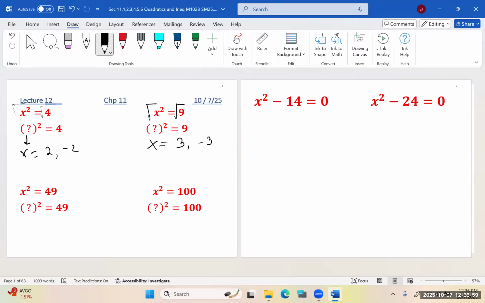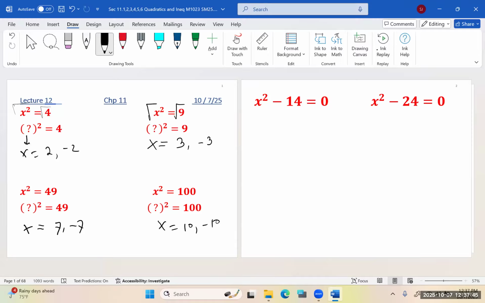How about 49? What number when you square turns into 49? See, sometimes our brain works faster than our heart. I was thinking about asking you 49, but my brain gave you the answer, 7. So we have 7, but 7 is not the only answer. We also have -7. And how about 100? What number squared gives you 100? 10 and -10.